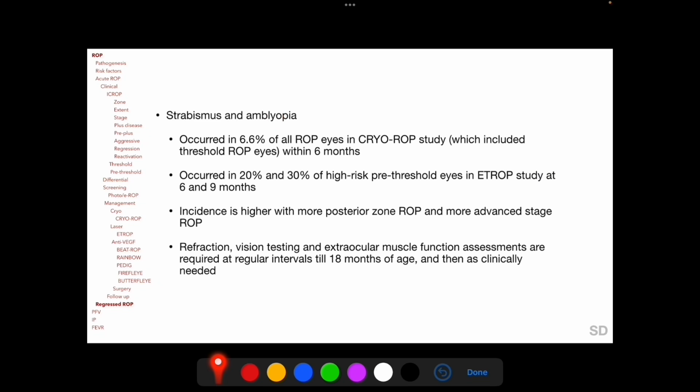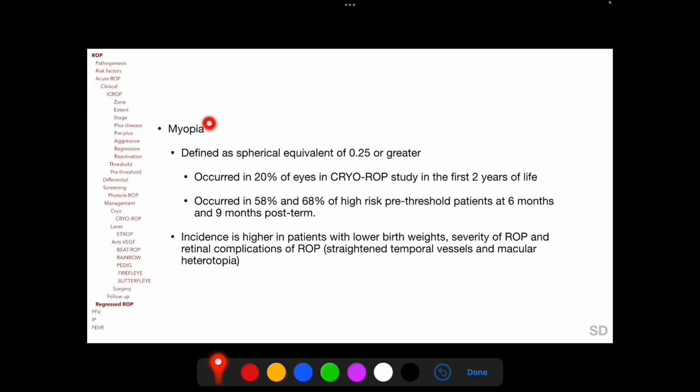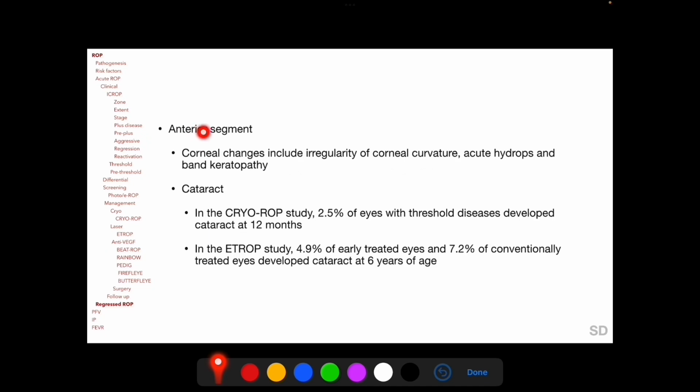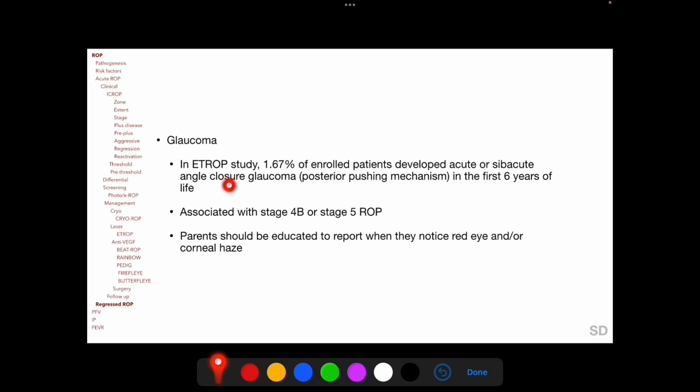Strabismus and amblyopia are quite common in eyes with regressed ROP, and refraction, vision testing, and extraocular muscle function assessments are required at regular intervals till 18 months of age and then as clinically needed. Myopia and anisometropia are also common in eyes with regressed ROP, and anterior segment examination of eyes with regressed ROP can show corneal changes including irregularity of corneal curvature, acute hydrops and band keratopathy, cataract, and glaucoma, typically angle closure glaucoma, and so parents should be educated to report when they notice red eye and or corneal haze.